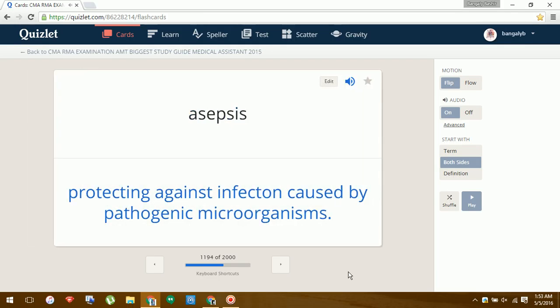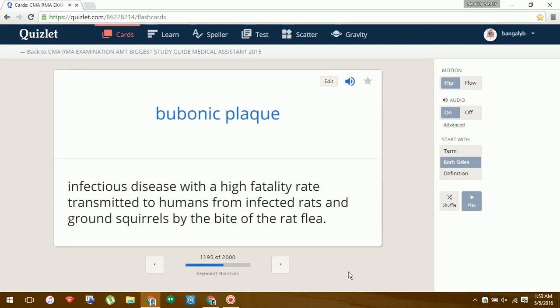Asepsis. Protecting against infection caused by pathogenic microorganisms. Bubonic plague. Infectious disease with a high fatality rate transmitted to humans from infected rats and ground squirrels by the bite of the rat flea.